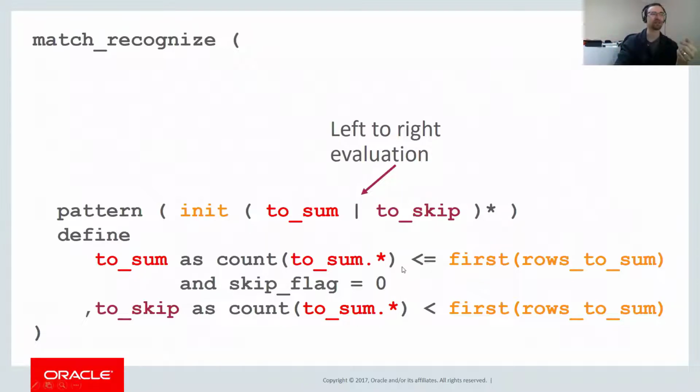Okay, why is that? Well, we've got toSkip. So what's that doing? It's saying that the count of toSum is less than how many rows there are to sum. And then the next row, well, the count of toSum has never increased. So we're always less than that, so we always include everything. So the order you list things in our pattern here does have an impact on which way around things are actually evaluated and processed.